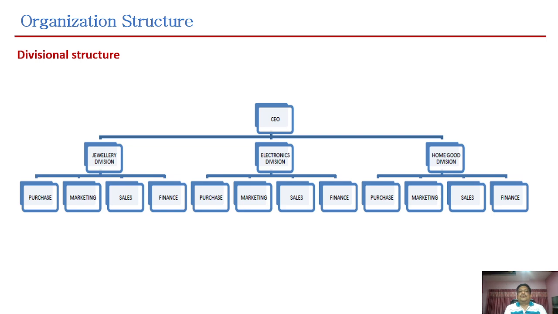Now we will go towards the next structure. In one enterprise, we have different divisions. One division is the jewelry division, another is the electronics division, and the third is the home goods division. So in one organization we have three divisions, and in these three divisions again we have purchase, marketing, sales, and finance, depending upon the different functions. But if one organization has different divisions, then we call this type of structure a divisional structure.